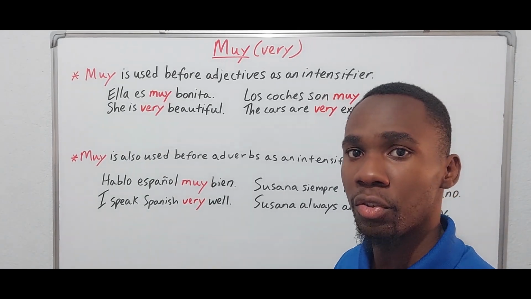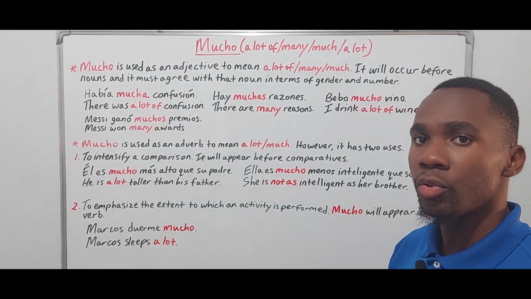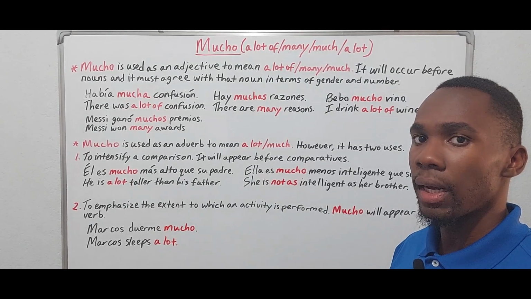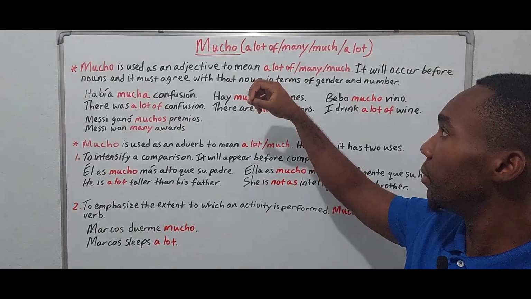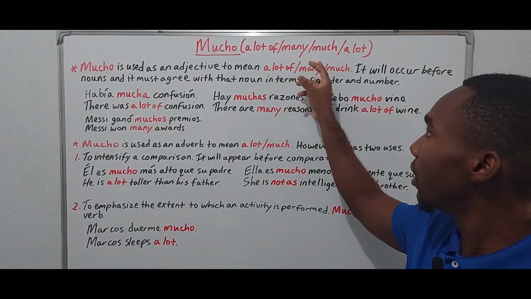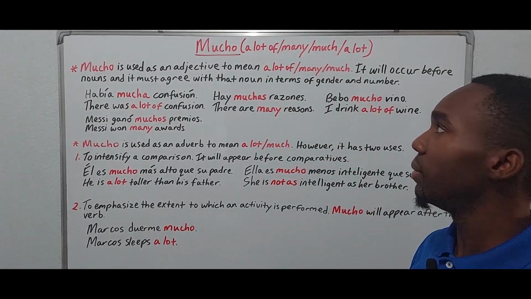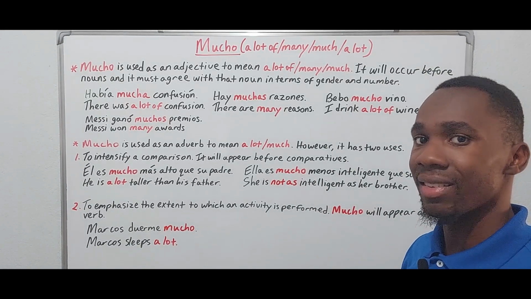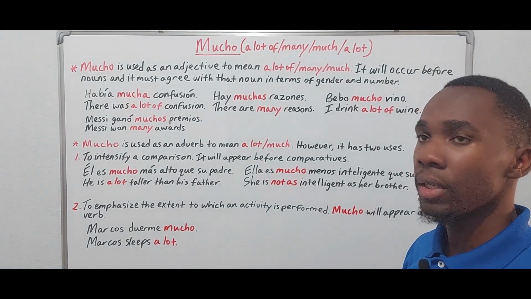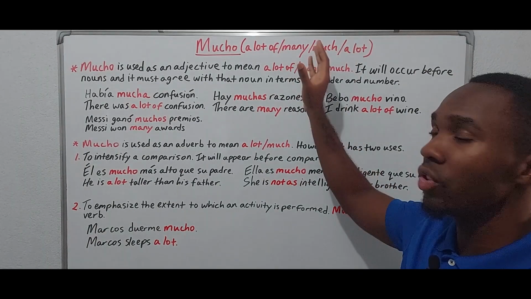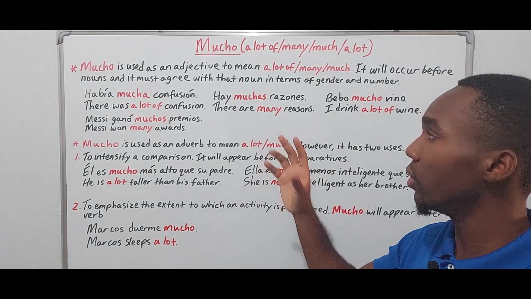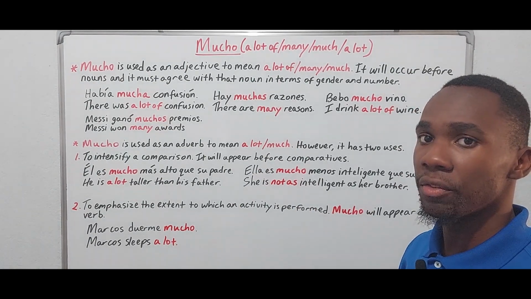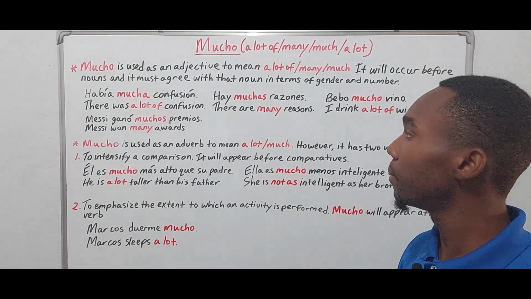Now we will proceed to mucho. So we move on to mucho. And mucho has a variety of meanings, as you can see here. It can mean a lot of, many, much, or it can mean a lot. This means that mucho can be used as an adjective or an adverb. And the different meanings you see here will depend on the use, right? So we'll see how these different meanings manifest, right?